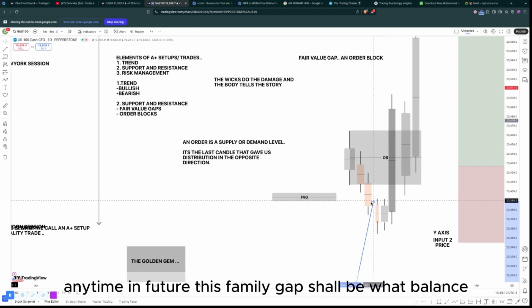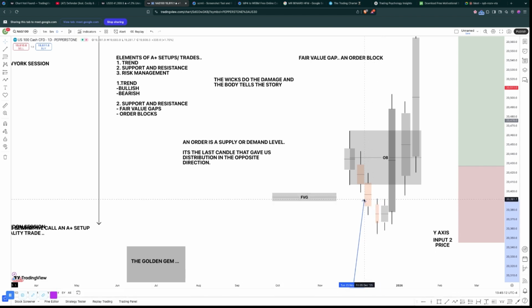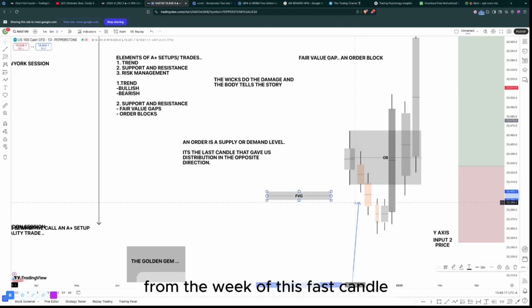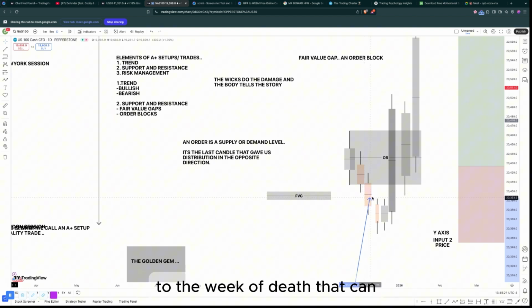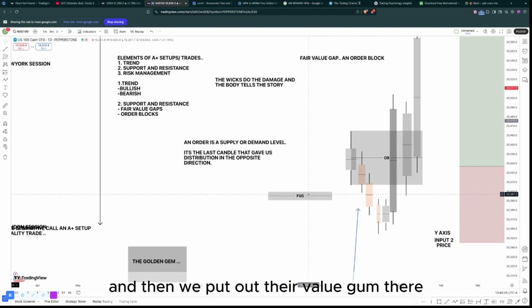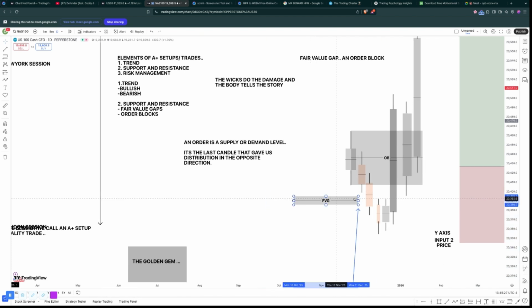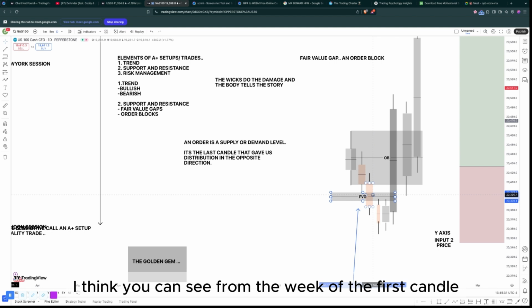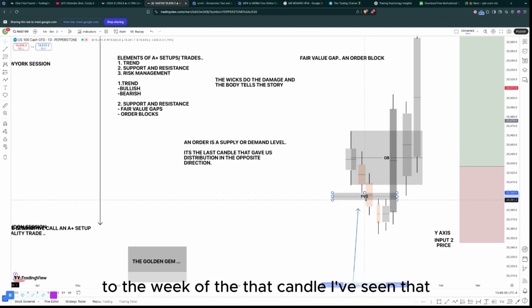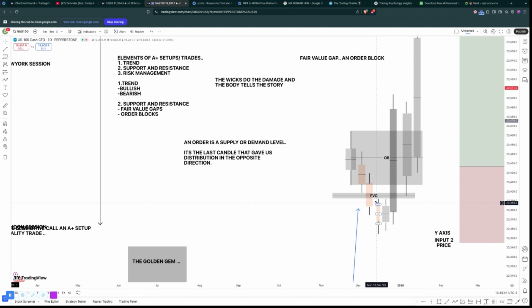Anytime in future, this fair value gap shall be what? Balanced. So we label our fair value gap from the wick of the first candle to the wick of the third candle, and then we put our fair value gap there. You can see it from the wick of the first candle to the wick of the third candle. Have you seen that?